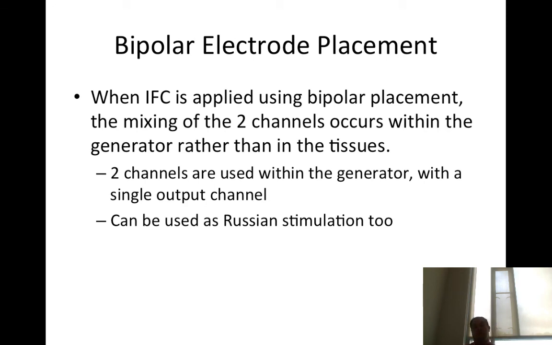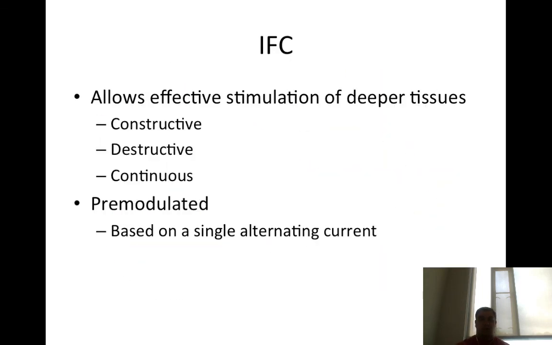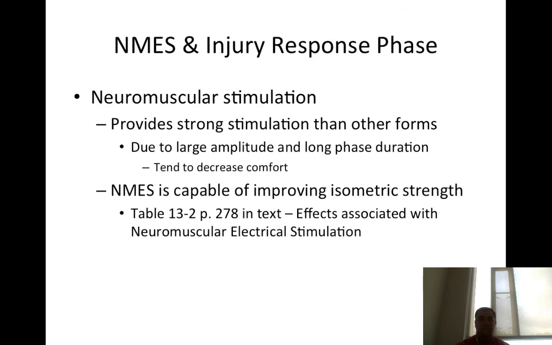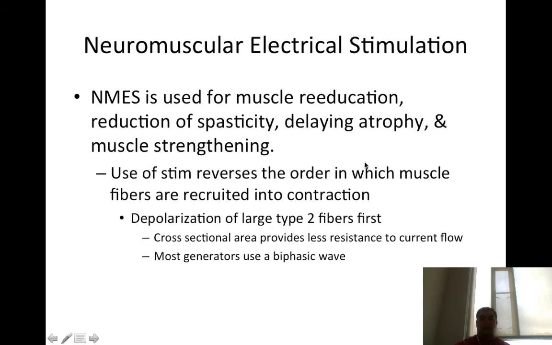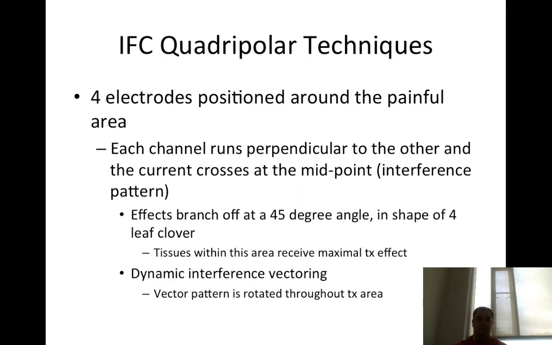Russian stimulation. Russian stimulation is a form of neuromuscular reeducation, NMES. So Russian stim, if I go back here, NMES right here, would be the preset on the machine that you would click. Turn the button on, click muscle reeducation or Russian, and it would come up with this neuromuscular reeducation. I didn't talk about that earlier. Sorry about that.